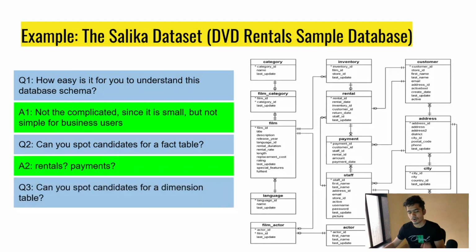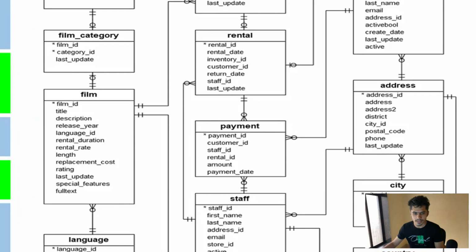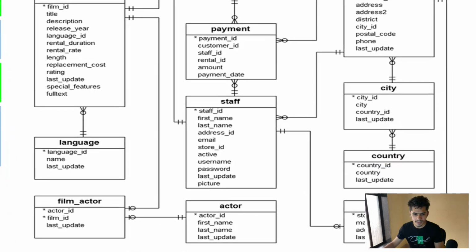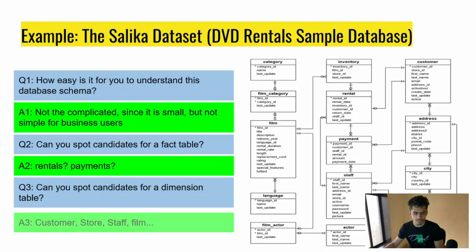And can you spot the candidates for the dimension table? Again, the same thing. Any dates, like last update date and payment date, can be in our dimension table. Then pictures, address ID, all those things are stored in our dimension tables. So basically customer, store, staff, and film.